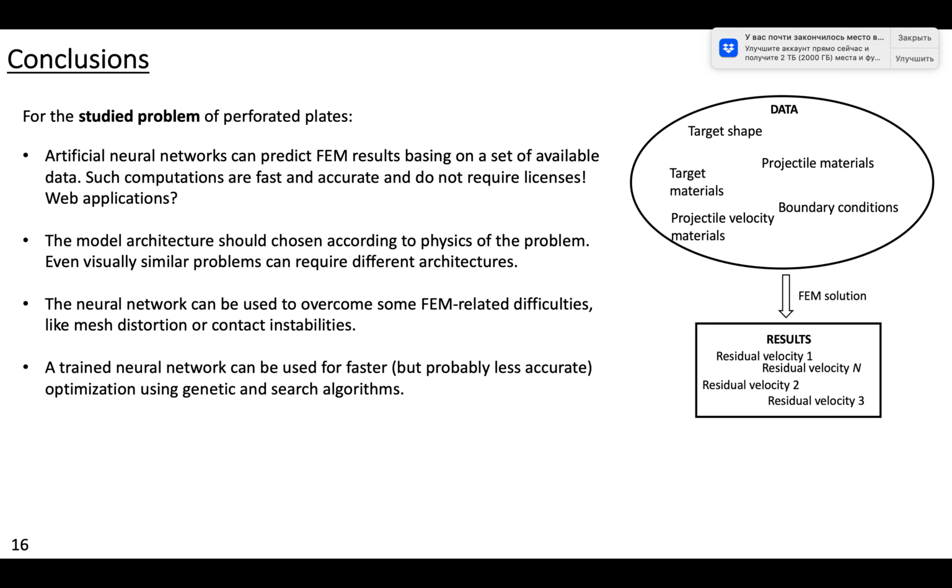We also found that model architecture depends heavily on the physics of the problem. It was shown by the static problem and by the high accuracy for the high velocity problems. And we also show that neural networks can be used to predict results for problematic cases where FEM or any other method fails.